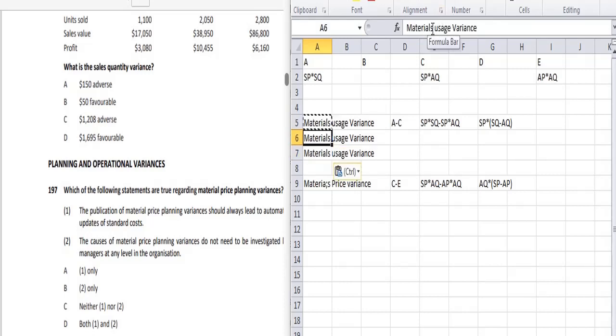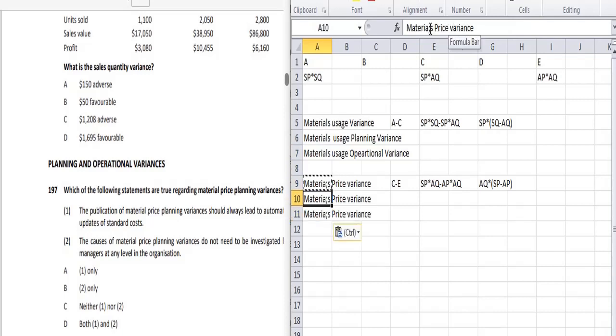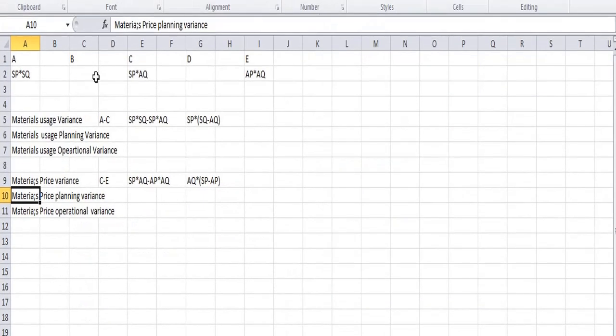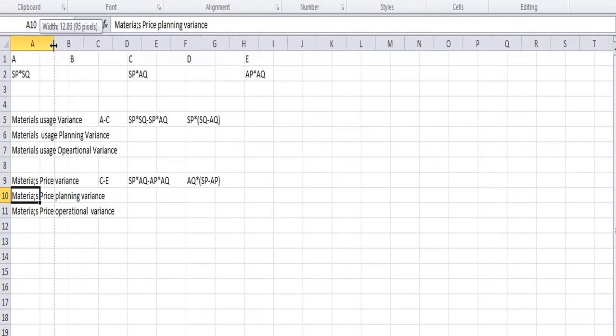So what I told, material usage planning variance and material usage operational variance. How will we get that, I will show you. Just wait and watch the video till last. Then the material price planning variance and the material price operational variance. Now I will show you how to calculate this.